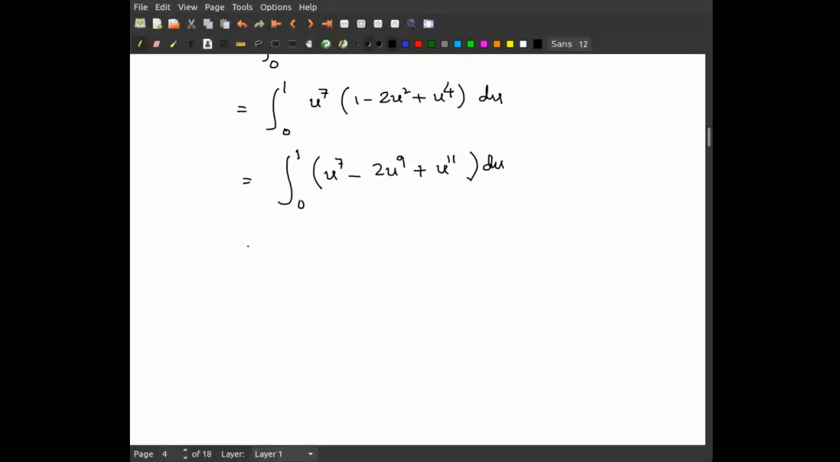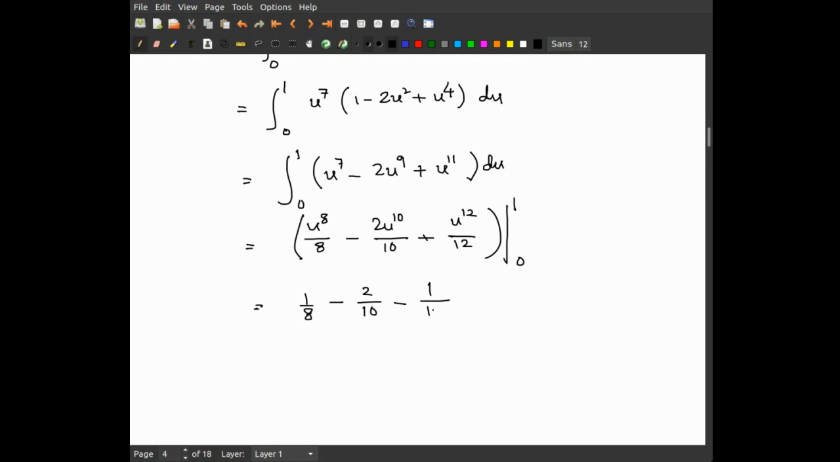All right, so what do we need to do? We need to find the integration of this one, which is u to the power 8 over 8, then 2u to the power 10 over 10 plus u to the power 12 over 12. And we have to plug the upper limit and the lower limit. Now let's plug the upper limit. That would be 1 over 8 minus 2 over 10 plus 1 over 12.